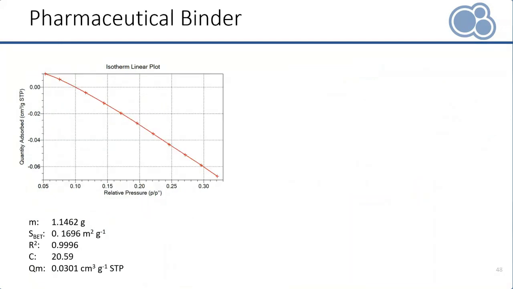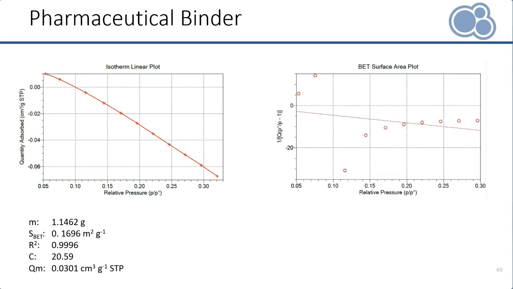A similar, even more drastic behavior was obtained for this pharmaceutical binder. This time, using nitrogen at 77 Kelvin, neither the standard instrument like our TriStar nor the Gemini gave good results. The isotherm shows a completely decreasing behavior. Trying to use this isotherm to calculate BET gave this funny looking BET plot. There was simply no way of getting a valid fit.